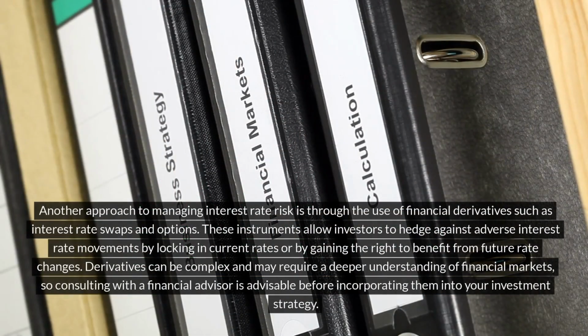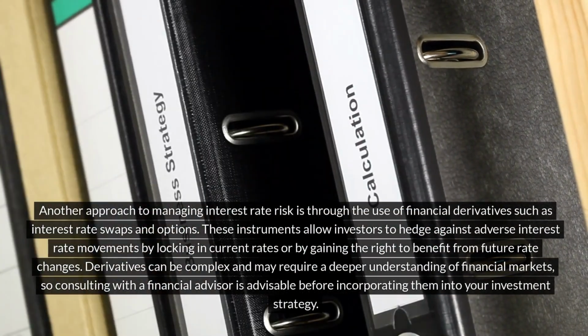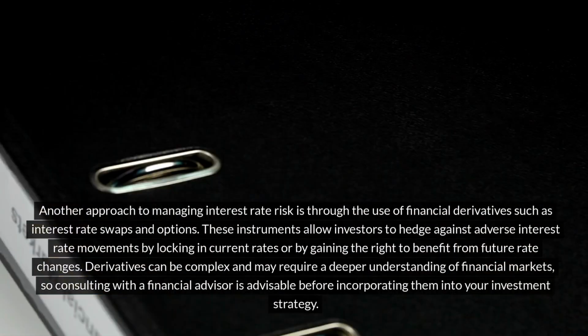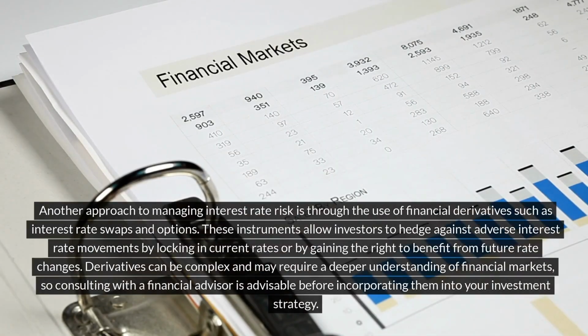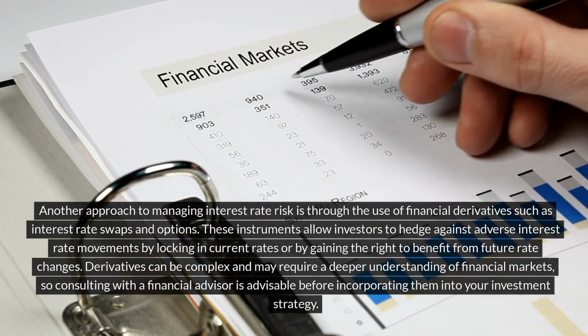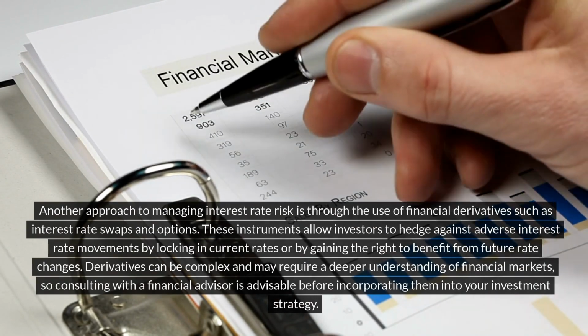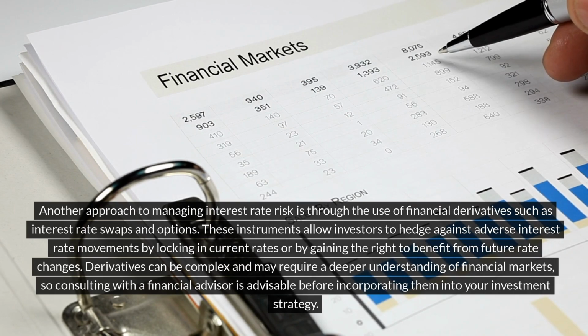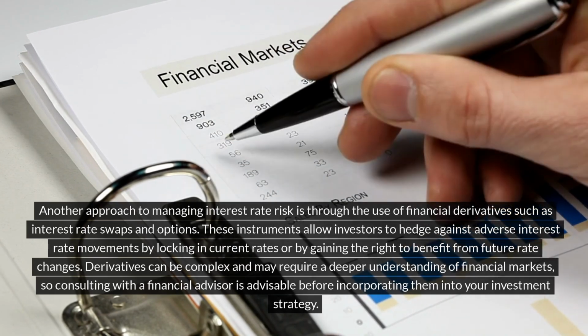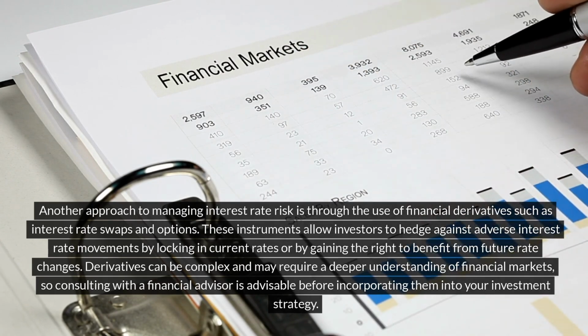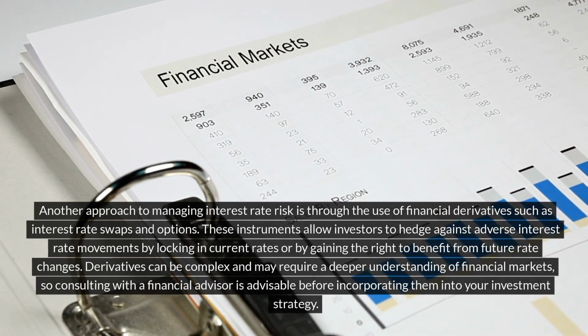Another approach to managing interest rate risk is through the use of financial derivatives such as interest rate swaps and options. These instruments allow investors to hedge against adverse interest rate movements by locking in current rates or by gaining the right to benefit from future rate changes. Derivatives can be complex and may require a deeper understanding of financial markets, so consulting with a financial advisor is advisable before incorporating them into your investment strategy.